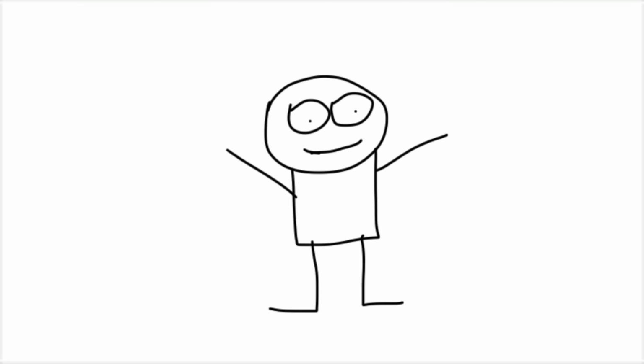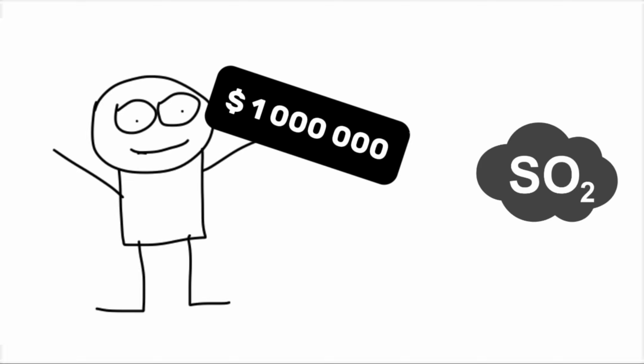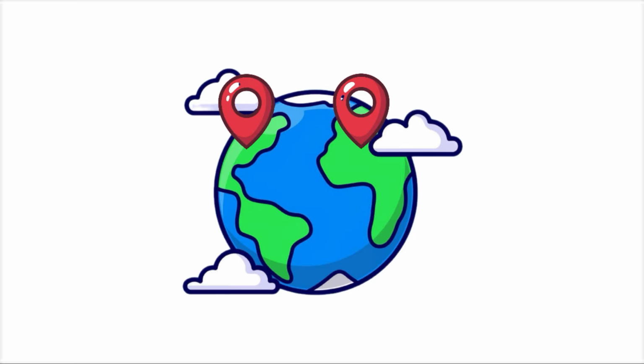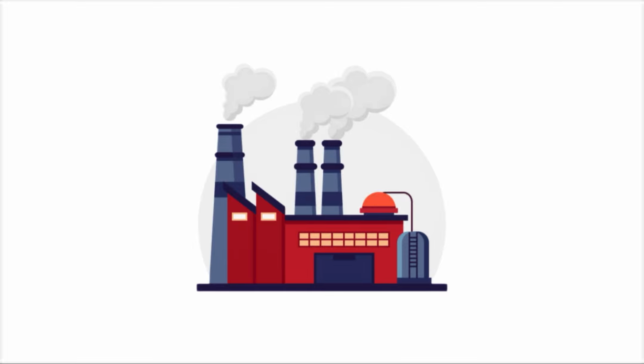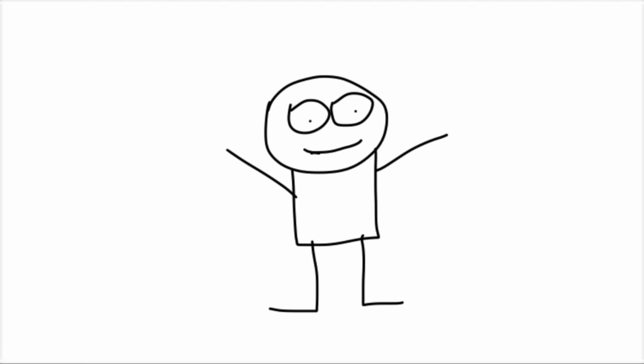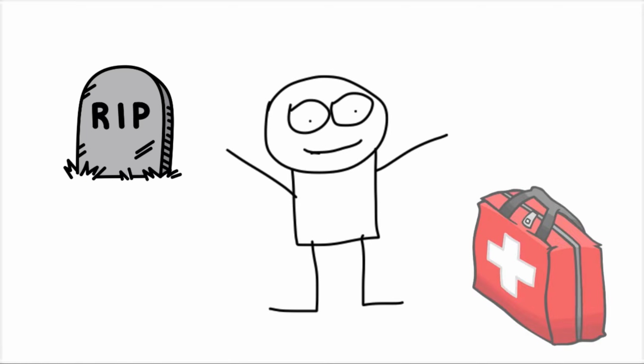So, how could we use $1 million to stop sulfur dioxide from entering the atmosphere? First off, we can invest in desulfurization methods, making them more efficient and more spread out in the world, because the places that use them are normally very industrial countries, whereas other places with less money might not be able to afford this treatment.